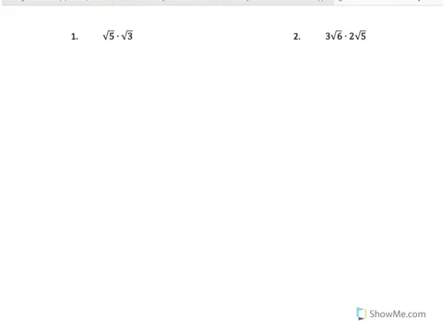So number 1 on your notes says radical 5 times radical 3. Since they're both radicands, they're numbers inside of the radical, we can just multiply them together. And when we multiply them together, we'll get the square root of 15. And since 15 has no factors that are perfect squares, that's our final answer.